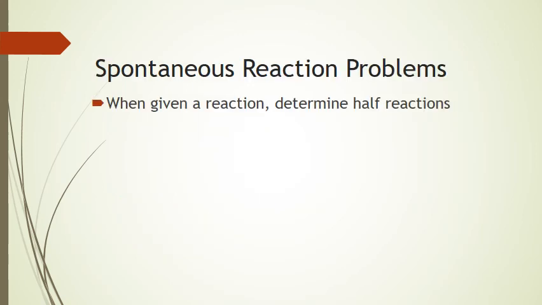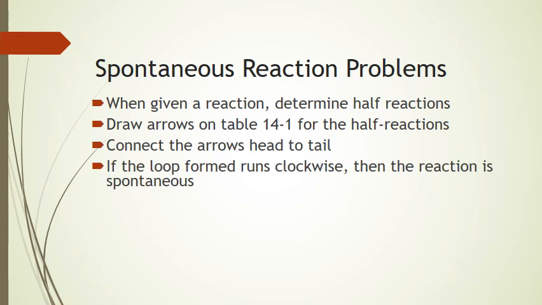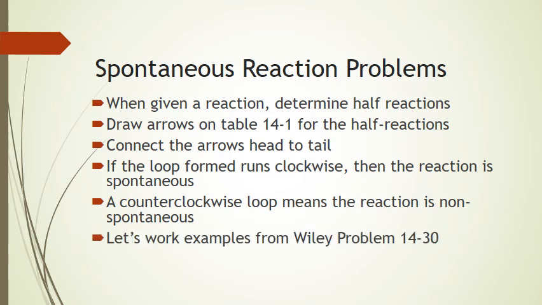When given a reaction, the first thing you want to do is determine the half reactions. Sometimes that's easy, sometimes not so much. After you determine the half reactions, draw arrows on table 14-1 that indicate the direction the half reactions are going. Remember, when solving these problems on the assessment, you will be given table 14-1. Connect the arrows head to tail. If the loop runs clockwise, the reaction is spontaneous. If the loop runs counterclockwise, the reaction is not spontaneous. So let's work those examples.